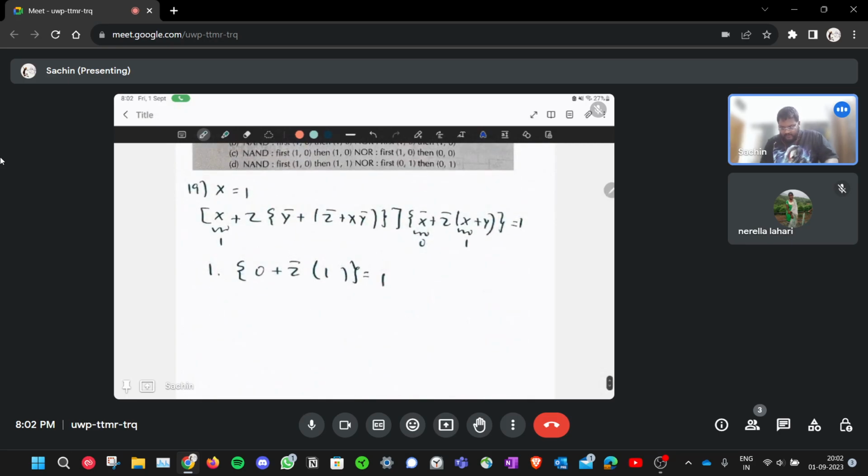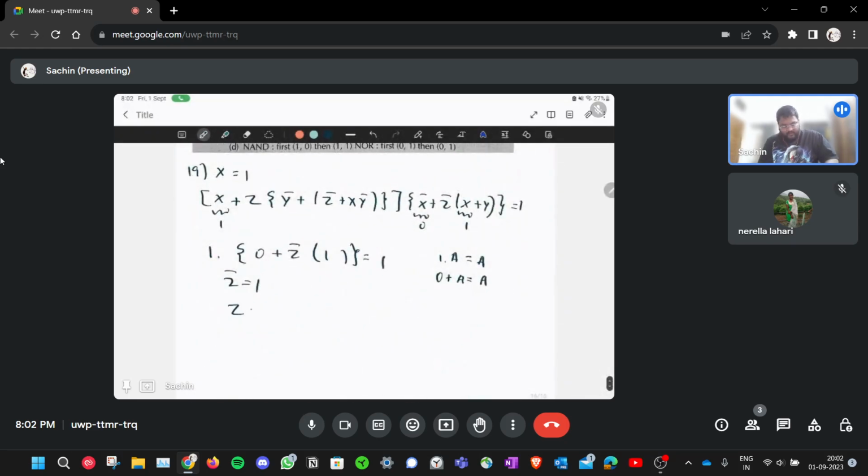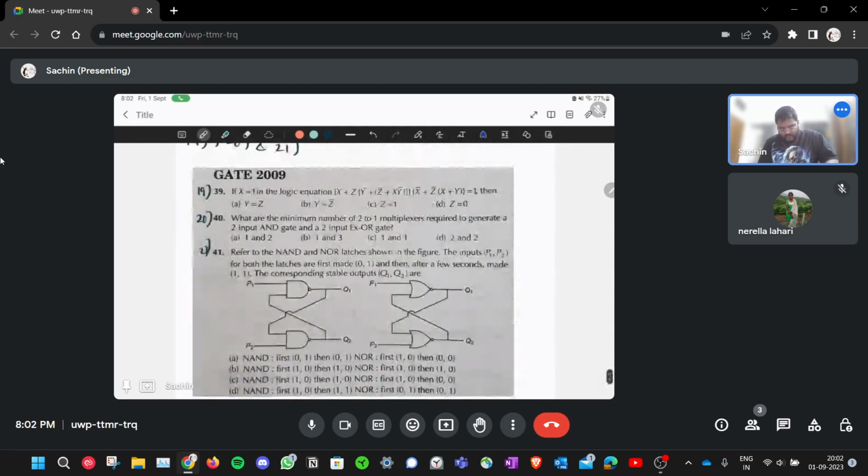So this is 1 and 0 plus something, so 1 and a is a. So this thing is 0 plus z bar, and 0 plus a is a. So this entire thing is z bar. Z bar is equal to 1. That's if z bar is equal to 1, z is equal to 0. So that's option D.